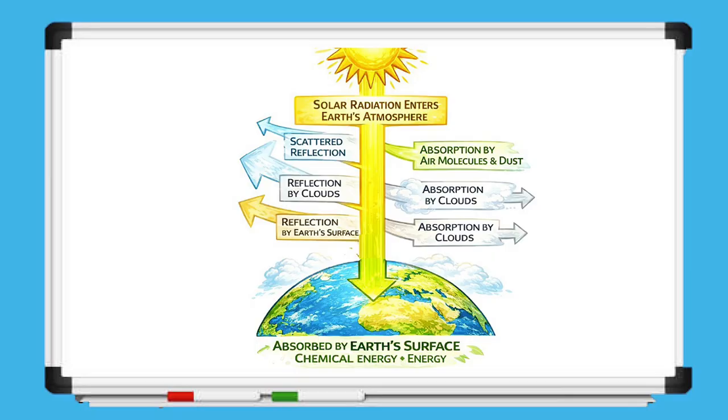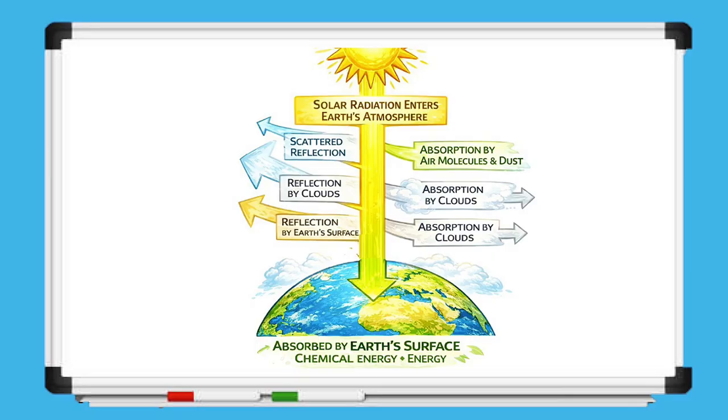At the same time, part of the incoming solar energy is absorbed by air molecules and dust particles present in the atmosphere. Clouds also absorb some of this energy, helping to warm the atmosphere and influence weather patterns. The remaining solar energy reaches the Earth's surface, where it is absorbed by land and oceans. This absorbed energy drives many important natural processes and provides the energy required for photosynthesis in plants.